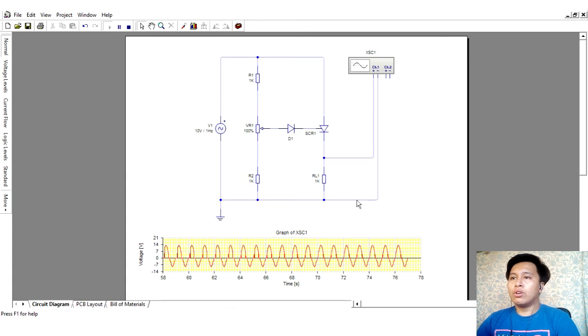So, overall, this is an example of an SCR phase control circuit, and this is the simulation graph of the SCR phase control circuit that I just made.